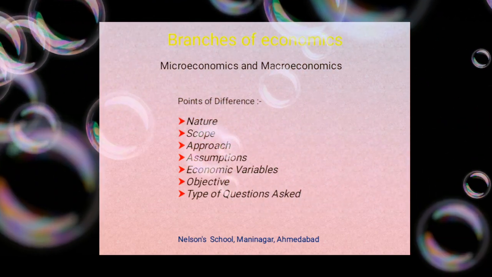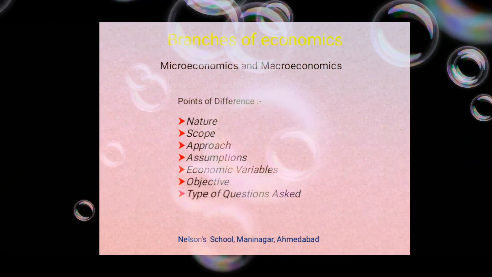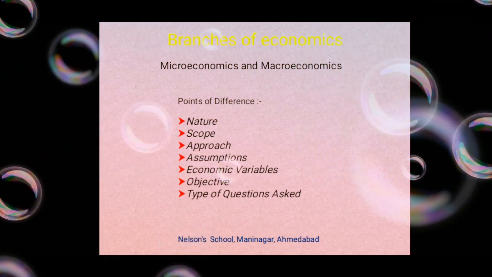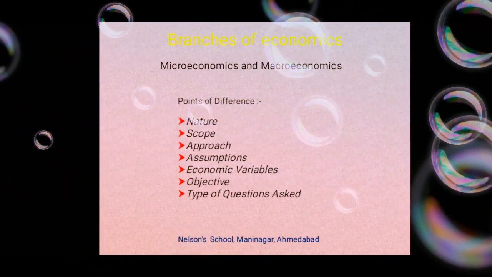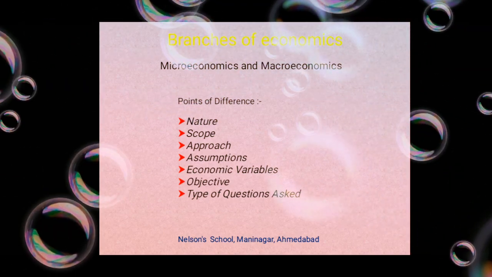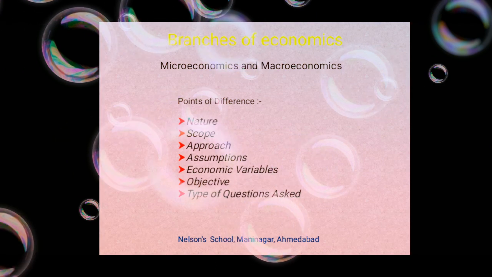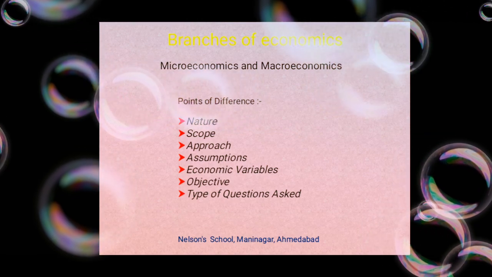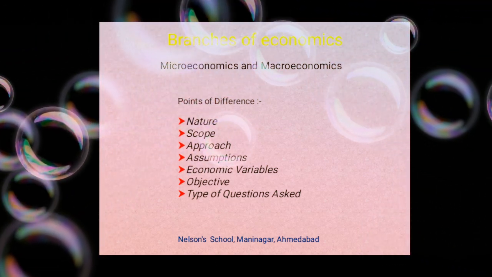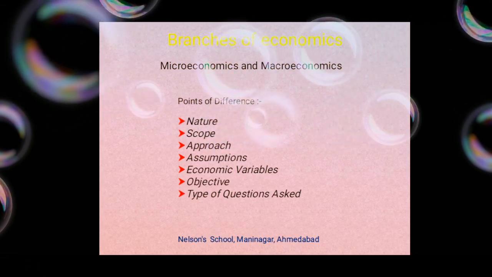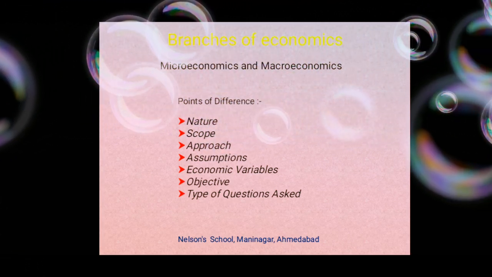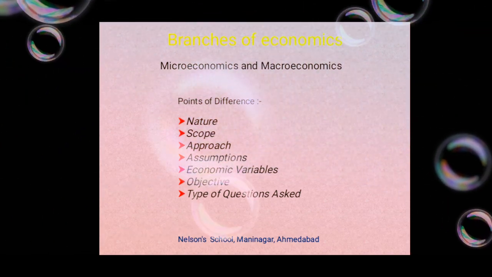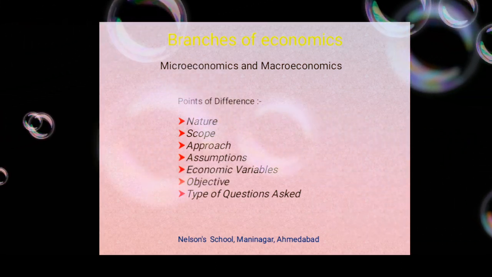The next one is assumptions. In microeconomics, we assume that other things remain constant or equal. For example, with other factors remaining constant, when price rises, the demand will fall, and vice versa. Whereas in macroeconomics, there are no such assumptions. They are all interrelated. The next difference is economic variables. In microeconomics, we study demand, supply, price, etc. Whereas in macroeconomics, we talk about national income, inflation, total demand, balance of payment.